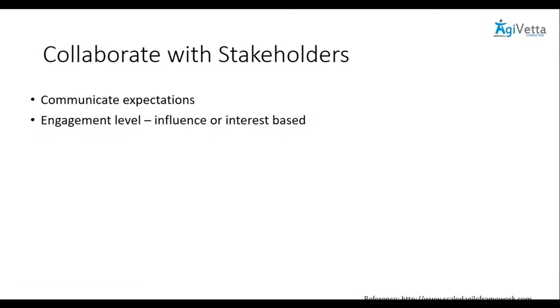Okay, one important thing. The product owner is there. There are other product owners. All of them need to collaborate with each other. All of them need to collaborate with their teams and other teams. All of them need to collaborate with stakeholders. How do they collaborate with stakeholders?